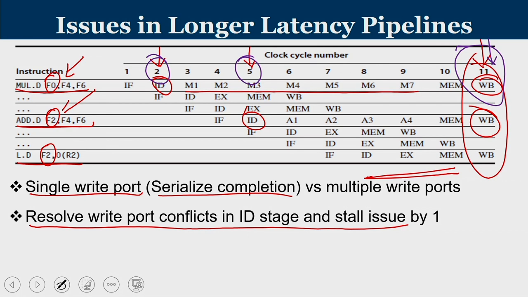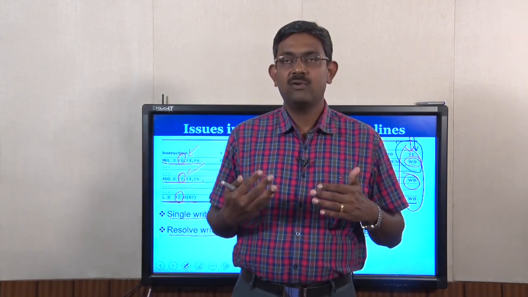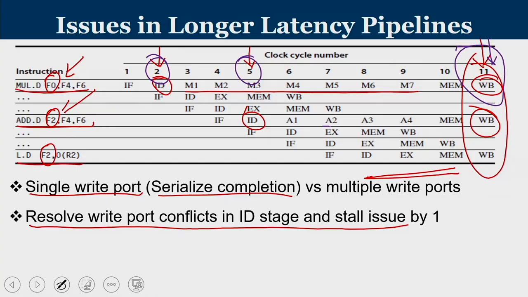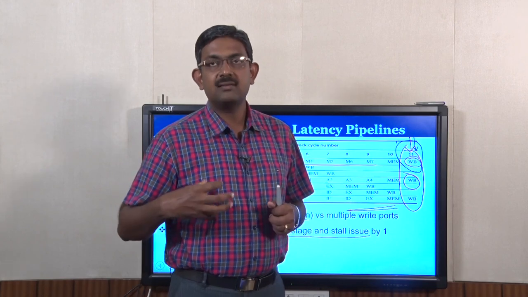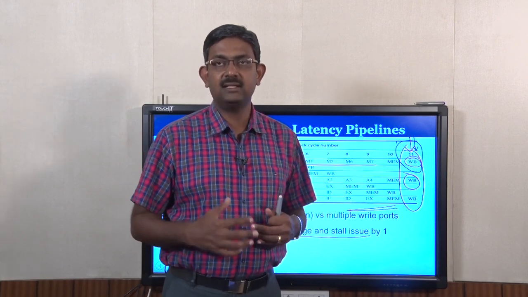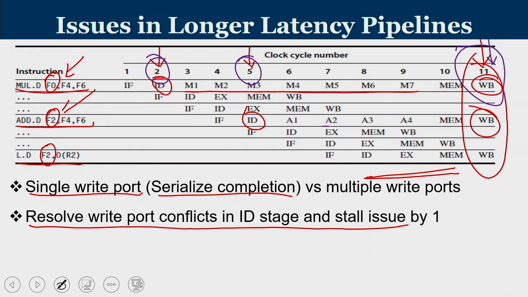Every instruction upon reaching the ID stage knows by what time they are going to reach the write back stage, and tries to look at the past and see whether any other previously issued instruction also will reach the write back stage exactly at the same clock cycle. If so, the second instruction or the later instruction has to be delayed appropriately if you want to make sure that no instruction is reaching the write back stage together.